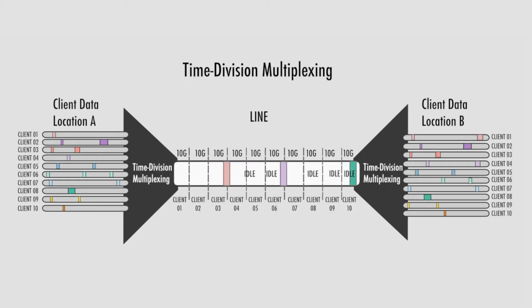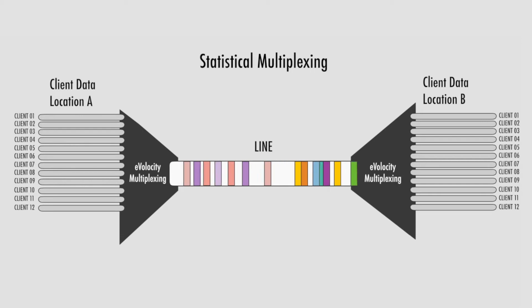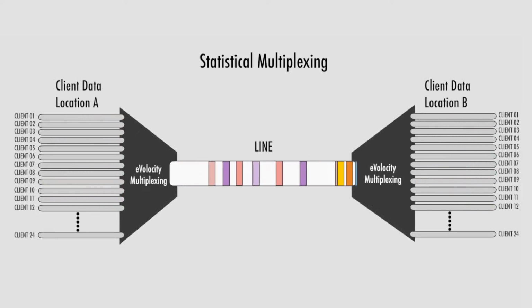As the client traffic is aggregated, the TDM processing is going to assign that client to a time slice regardless if he's offering a packet or an idle character. In doing so, you can see here how inefficient the line side utilization is. In the eVelocity 100G platform, where we're using statistical multiplexing, we are able to aggregate many more clients than the TDM approach.